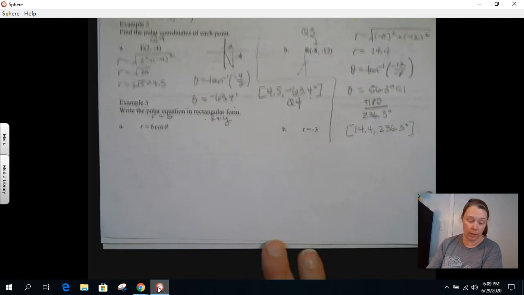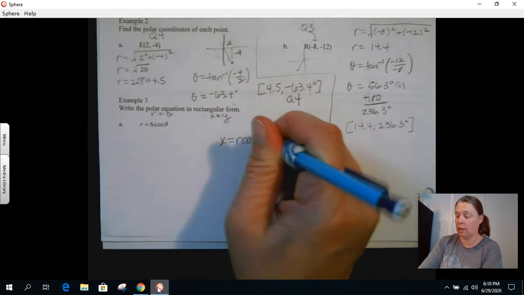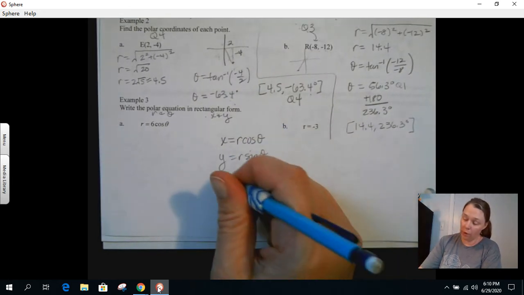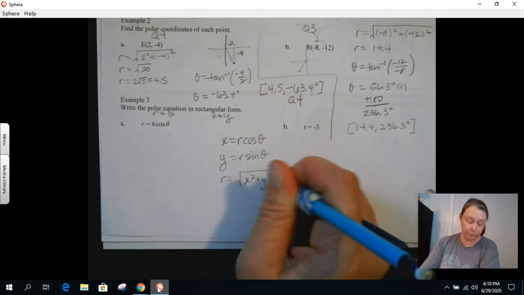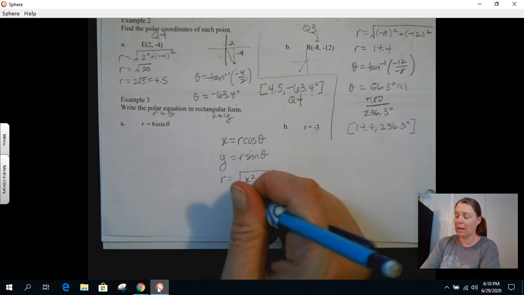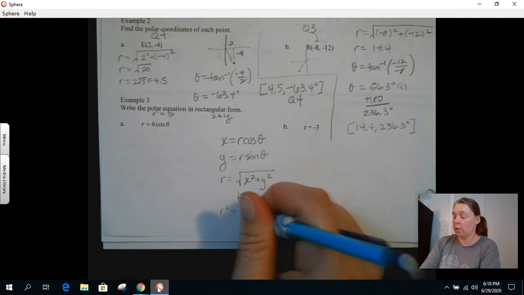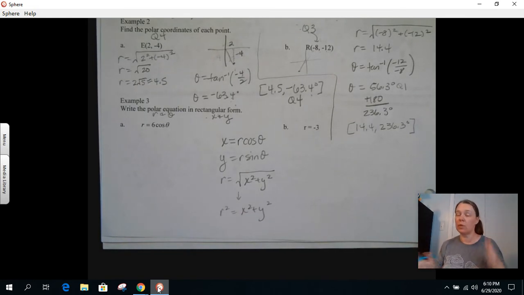I'm going to rewrite them here, but I'm going to use the fact that I know x equals r times the cosine of theta, and y equals r times the sine of theta. I also know r is equal to the square root of x squared plus y squared, which gives me a bonus. This is kind of like when we did identities of r squared equals x squared plus y squared. Okay, so it's in some ways like identities where we're swapping things in and out to get an equivalent expression or equation in this case.